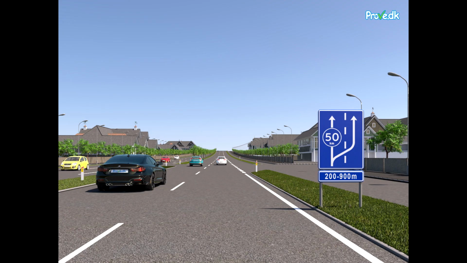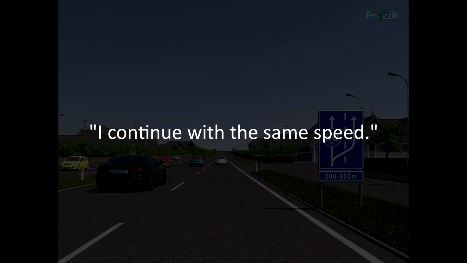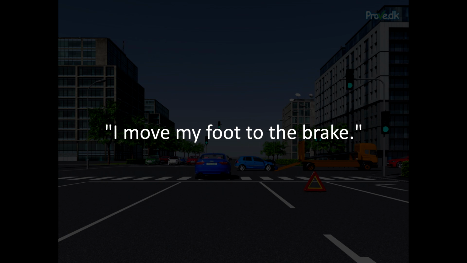An expression that is used when choosing a speed is, "I continue at the same speed." The term is used if there is no reason to change anything about your driving. The phrase, "I move my foot to the brake," indicates a position of readiness in a situation where you need to react quickly. If you are mentally and physically prepared to brake, it can significantly reduce the length it takes to come to a complete stop.